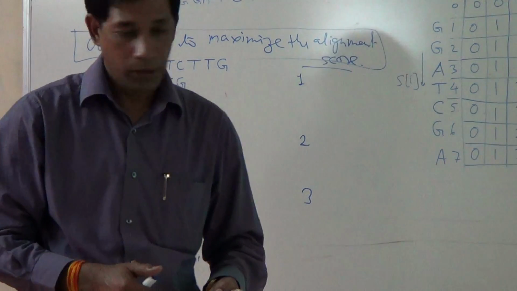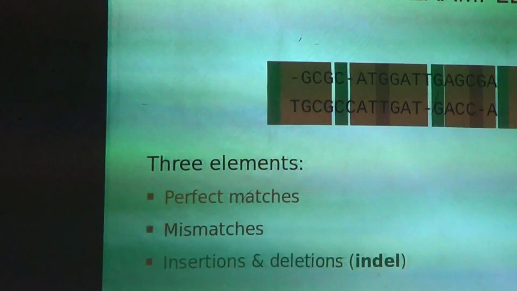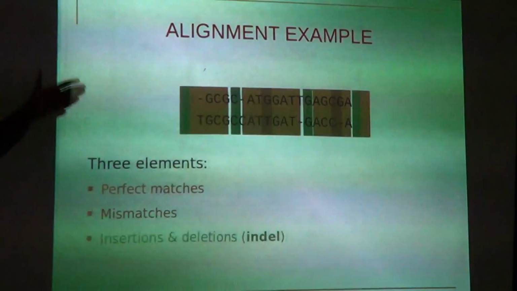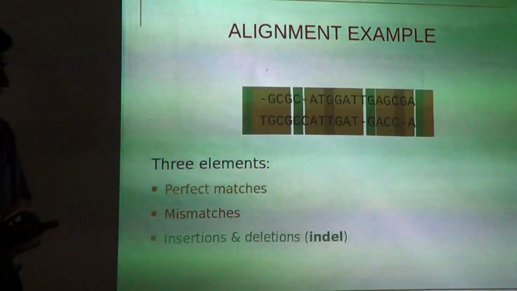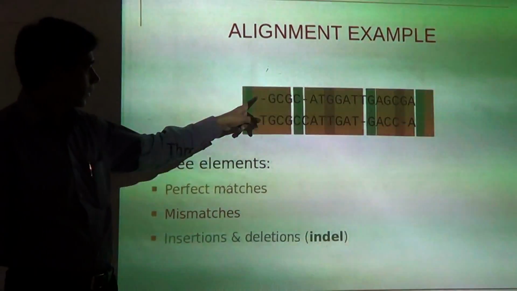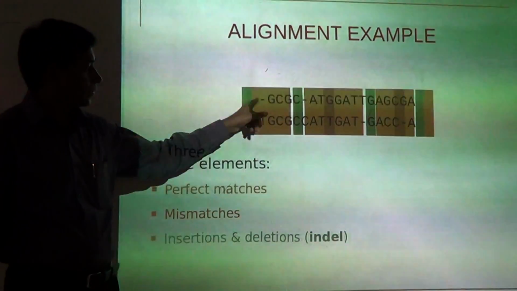So, people have gone for different methods. We basically have perfect matches in our alignment, mismatches in our alignment, and insertion and deletion. Like we can say this is the deletion here and insertion in the other sequence.